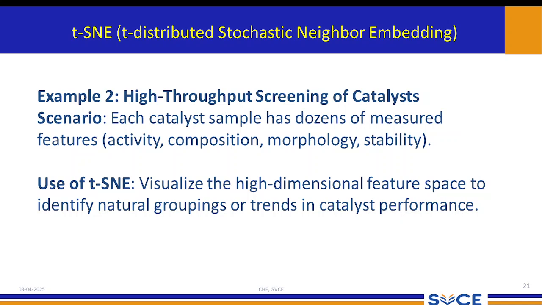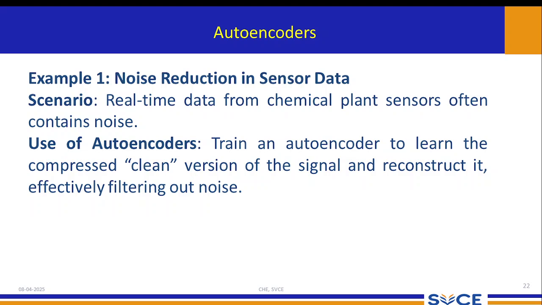Okay. So t-SNE, we have seen an example, and autoencoders. So the example is noise reduction in sensor data. Real-time data from chemical plant sensors often contains noise. So in that case, train an autoencoder to learn the compressed clean version of the signal and reconstruct it effectively, filtering out the noise. So autoencoders is a very good example for this scenario.